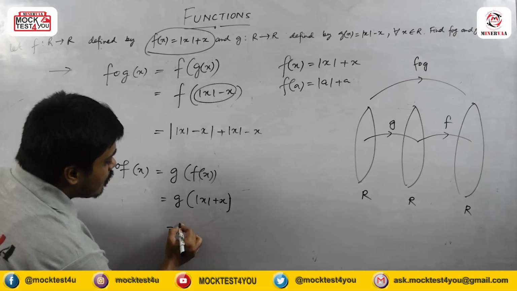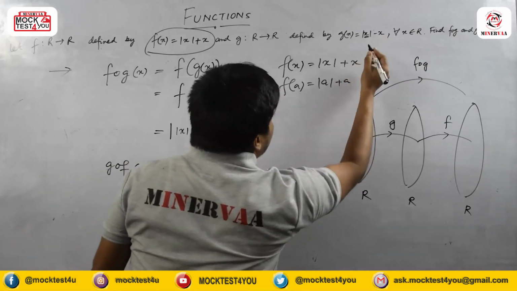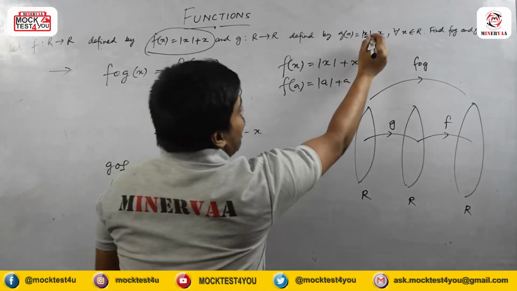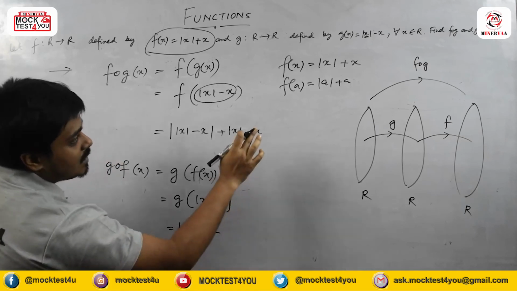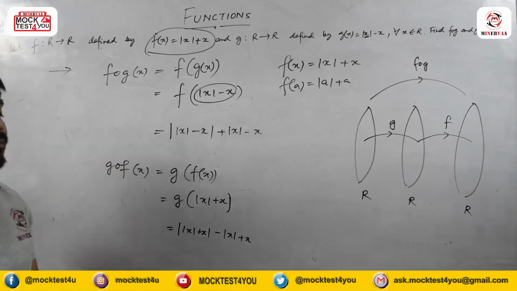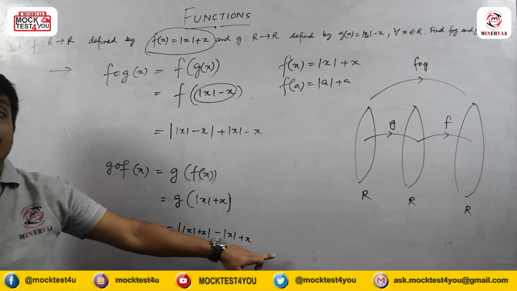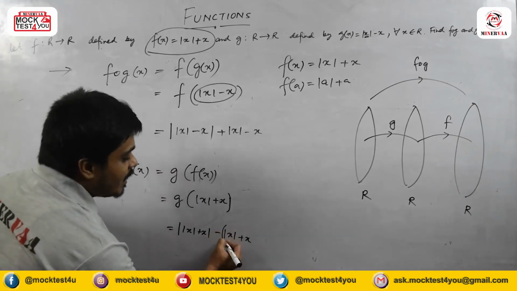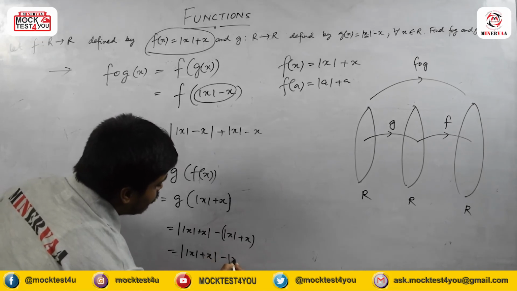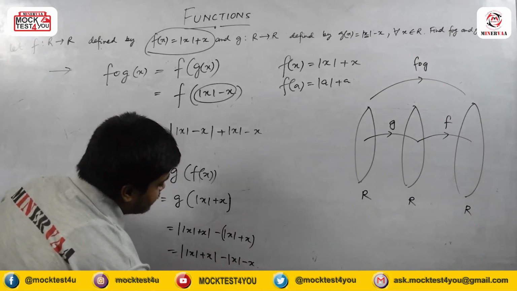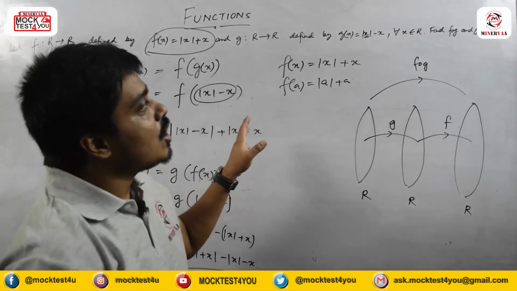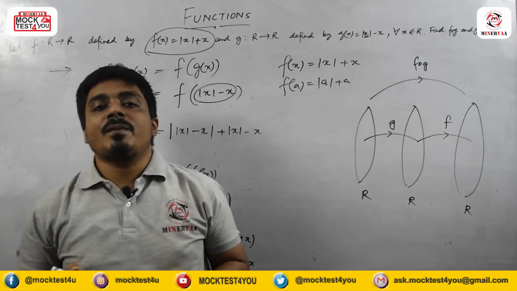So it will be what? Mod of, you see x in here, so in place of x, I will put |x| + x. Then minus, you see x there, in place of x I will put |x| + x. But here there is a problem. If you write this as the answer, it will be wrong. The bracket has to be there. So it will be ||x| + x| - (|x| + x). That will be your answer. So you see, it's not equal. So we can say that f of g and g of f cannot be equal.